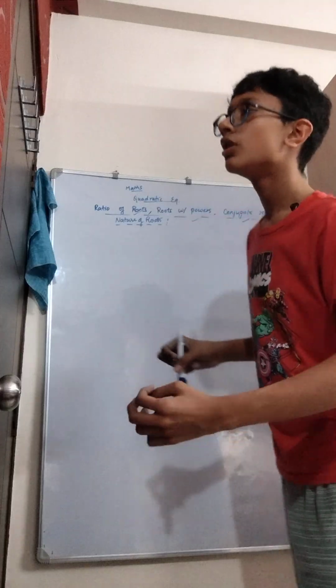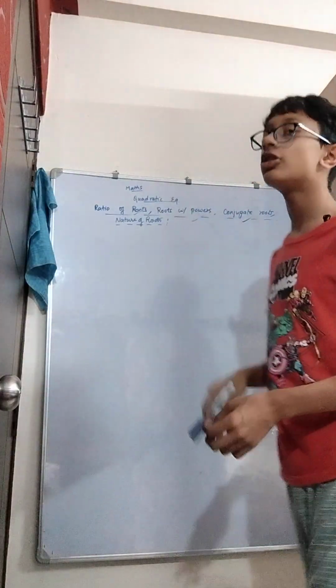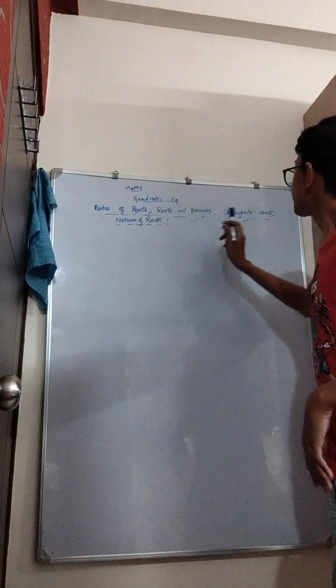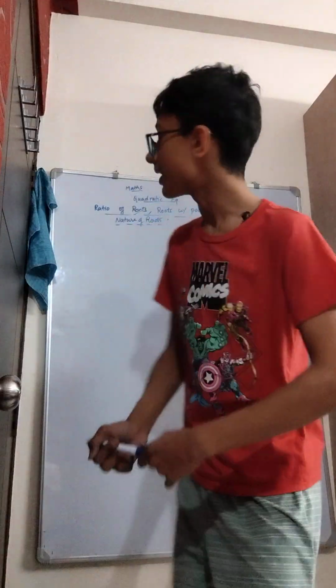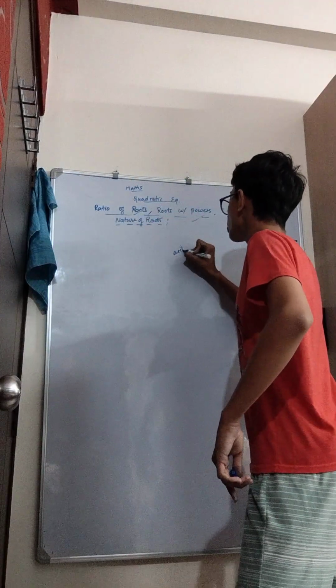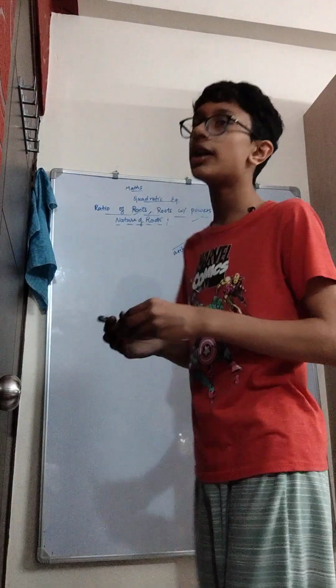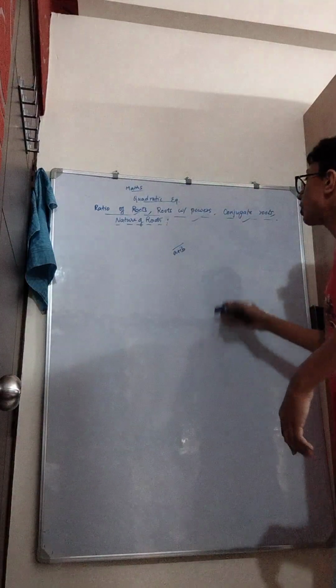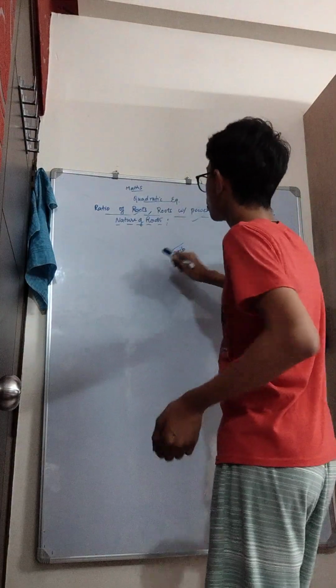So this is the condition for conjugate roots. If there is one irrational root, 3 plus root 2, or in general a plus root b, then a minus root b is the other root. If a plus ib is one root, then the other root is a minus ib. The conjugate of a root is denoted by a bar on top of the root.